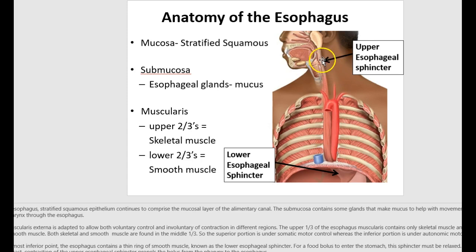And the upper esophageal sphincter that's labeled on this diagram, I just want to remind you, is the lowest pharyngeal constrictor as well. And then at the base of the esophagus, the most inferior portion, there's a very thin circular muscle called the lower esophageal sphincter. It has to relax in order for the food bolus to enter the stomach. After it enters the stomach, this sphincter can contract again to prevent regurgitation.